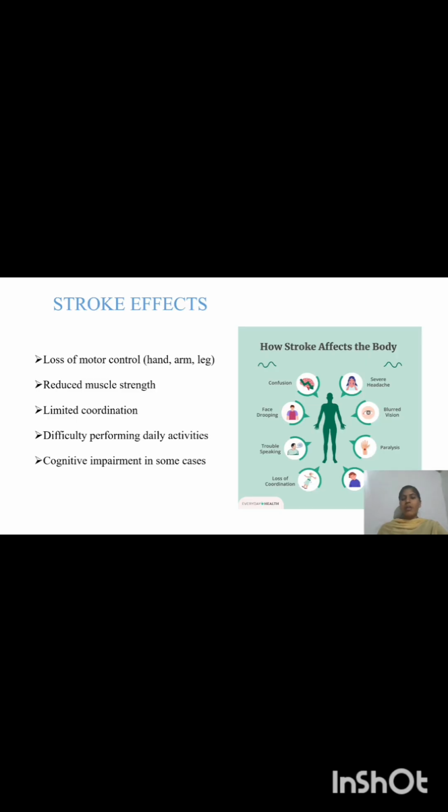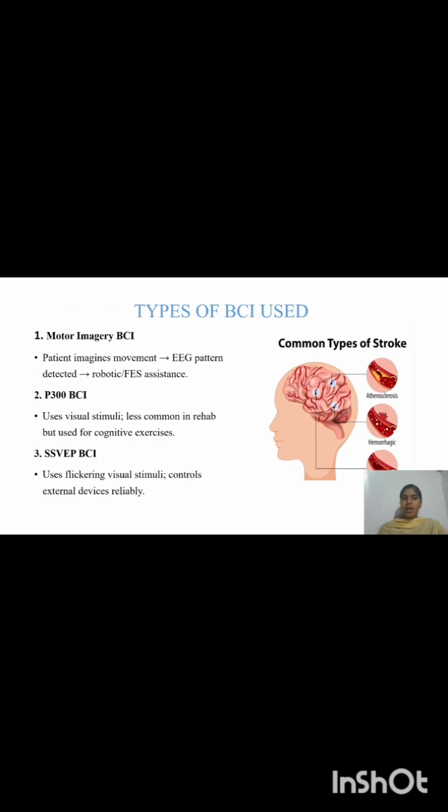Cognitive impairment. These are some common stroke effects on the body: confusion, severe headache, face drooping, blurred vision, trouble speaking, paralysis, and loss of coordination. These types of effects are present in the body.